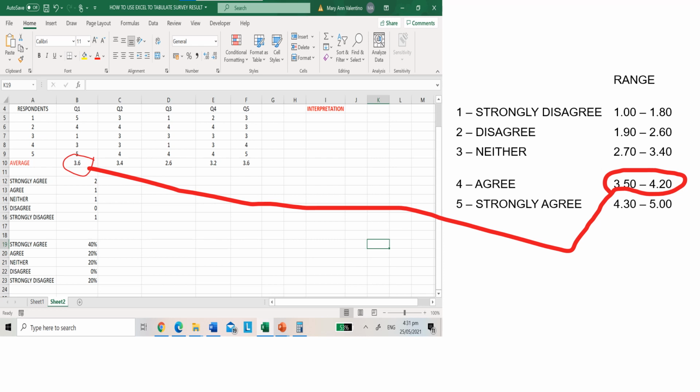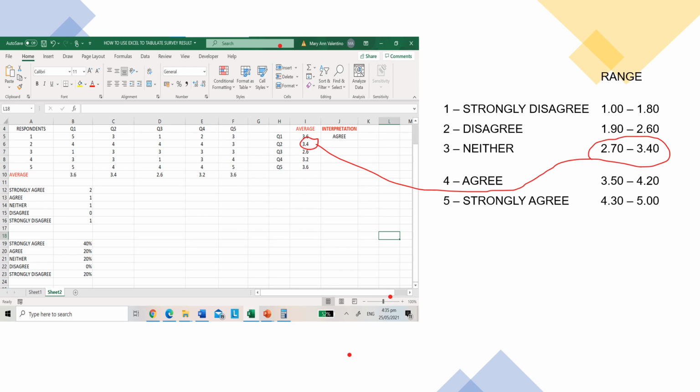Since we already computed our range and average, we can now have our interpretation. For question 1, our average is 3.6. Then look at your range. 3.6 falls on 3.50 to 4.20. Our interpretation for question 1 is agree. For question 2, the average is 3.4. So look at your range. It falls on 2.7 to 3.4. So the interpretation for question 2 is neither.